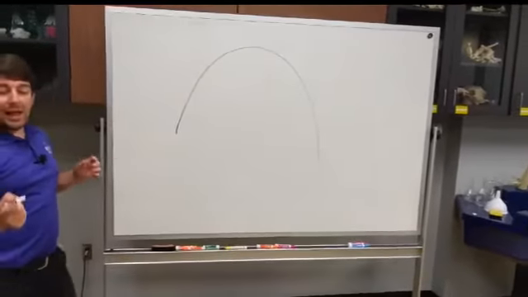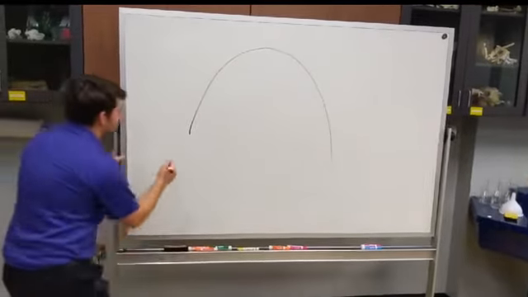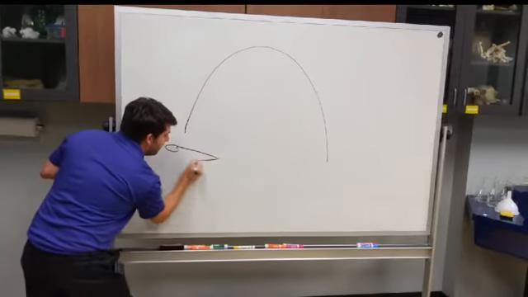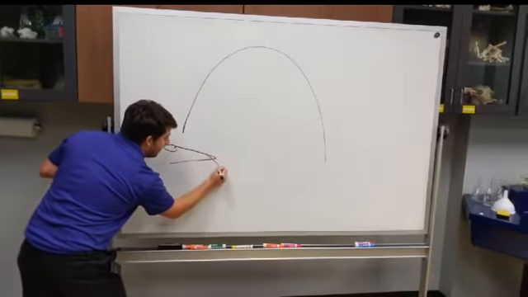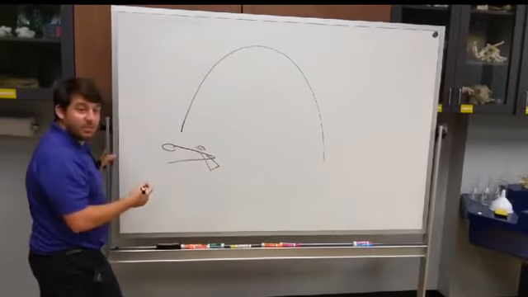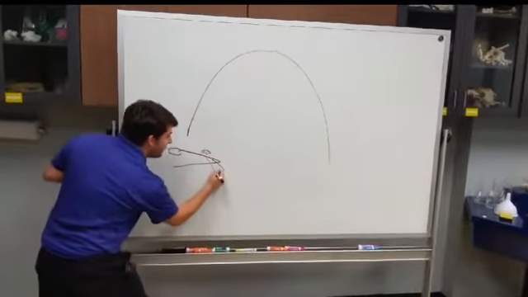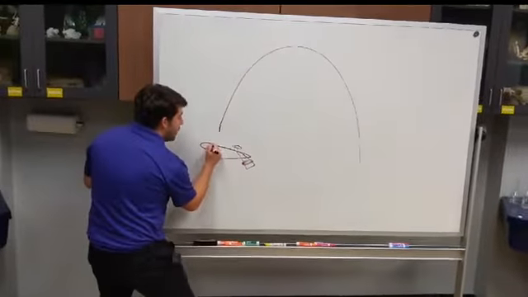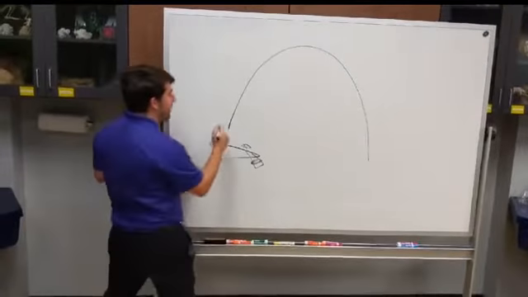When I launched my marshmallow, I'm going to draw a very crude catapult here. Does that look like a catapult? Yeah, cool. Maxwell says good. So when I have my catapult here, I launch my marshmallow.